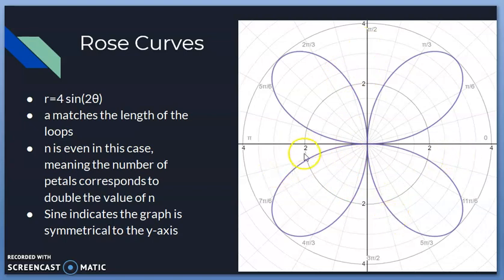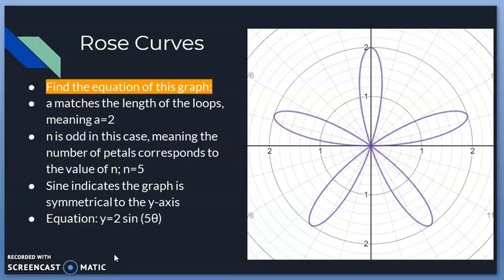In this case, there is an even number of petals, so it's harder to tell. However, it doesn't directly go through the x-axis, meaning that it's sine. Let's try and find the equation of a Rose curve.